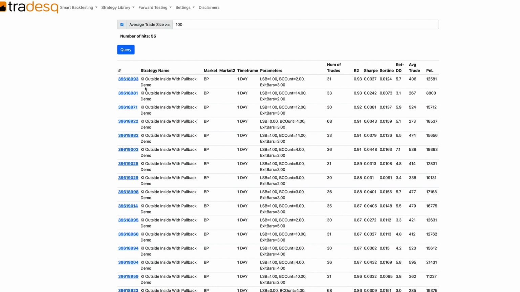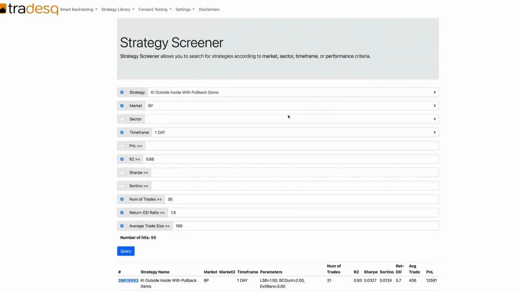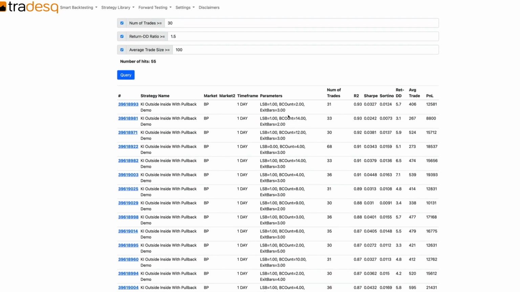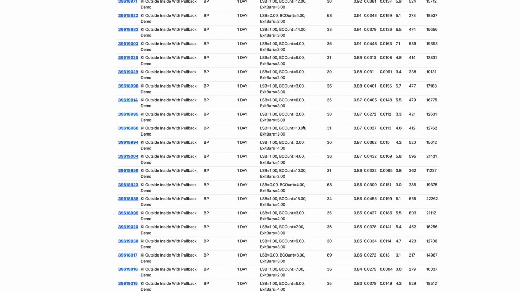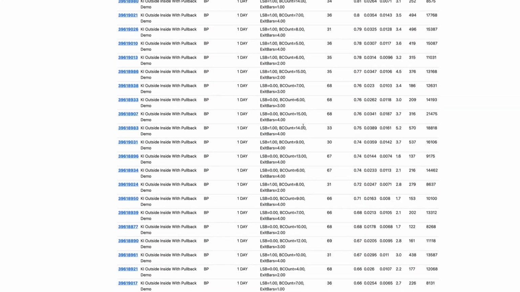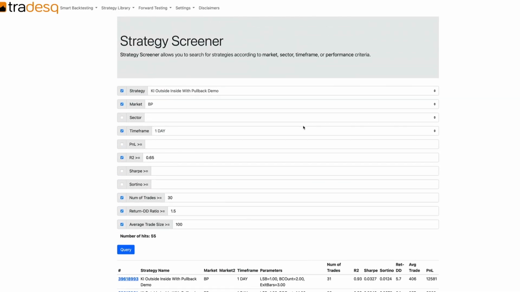And we could see here that run 39618993 contained these parameters. Long, short, both was 1. Our bar count was 2. Exit bar 3. And you can see the one below it was a bar count of 14, exit bar 2. Each one of these is a run in the backtest that met our screening parameters, and thus each one of these is called an edge, and we had 55 edges for this particular market.